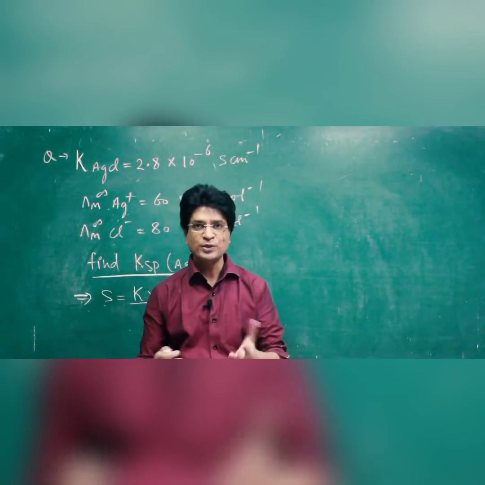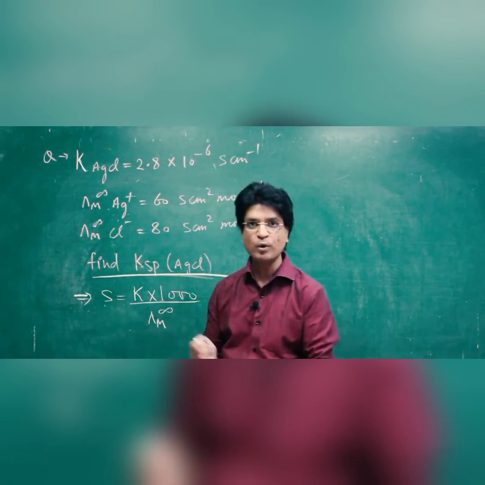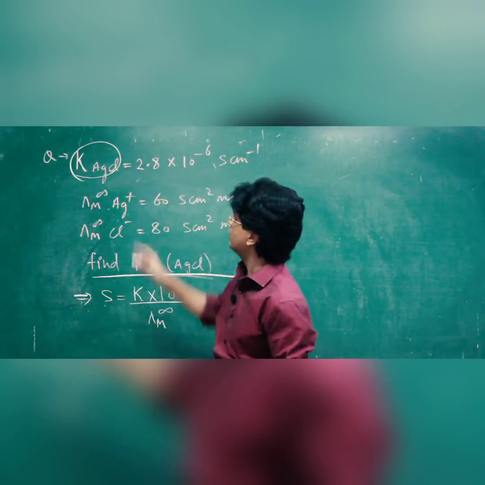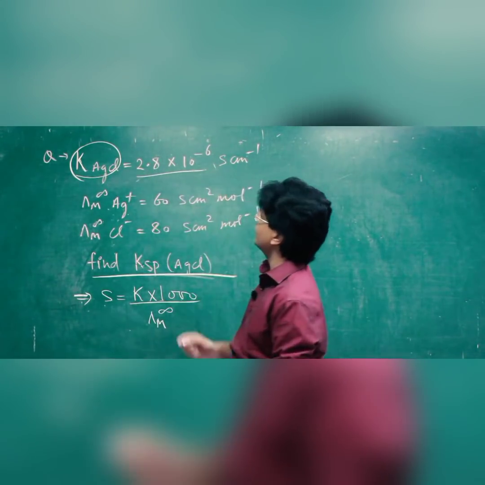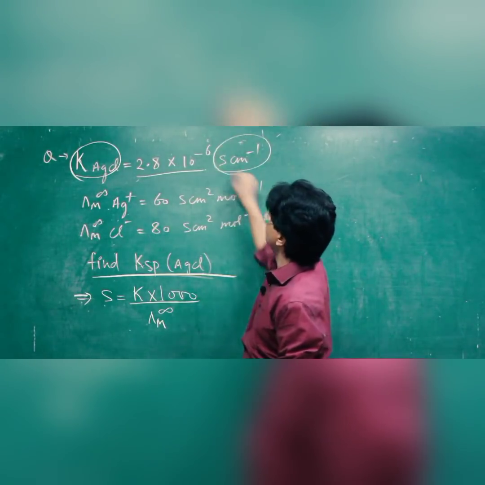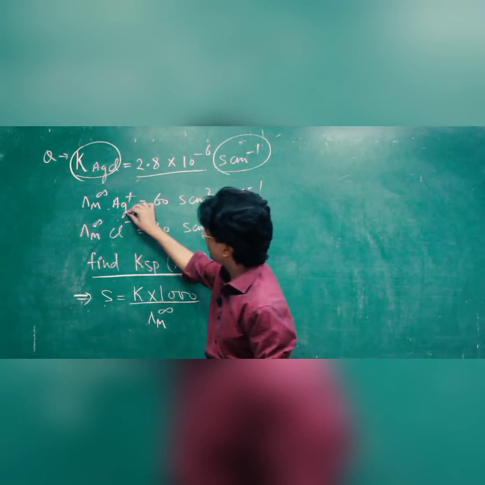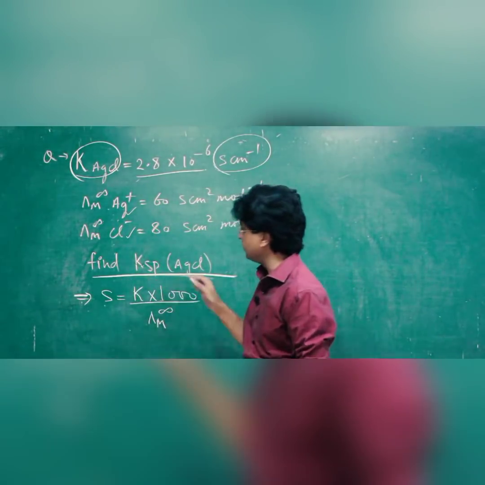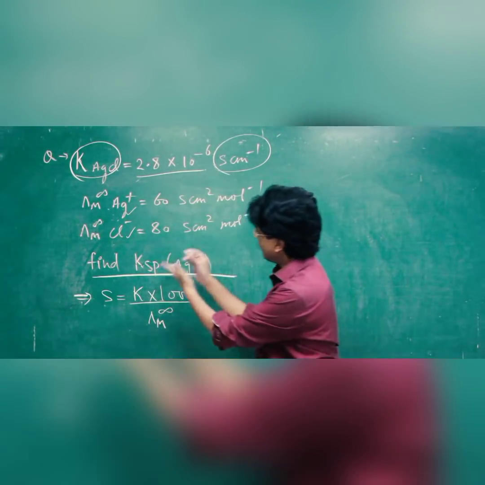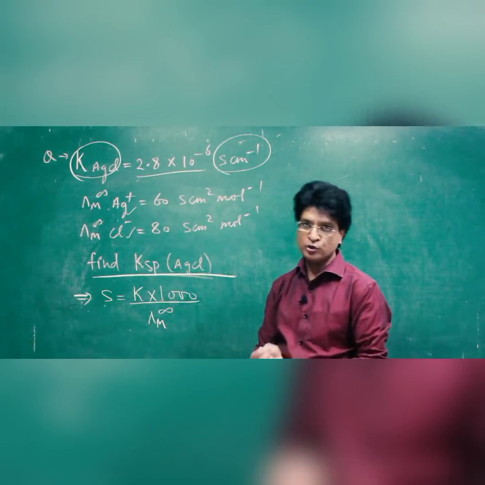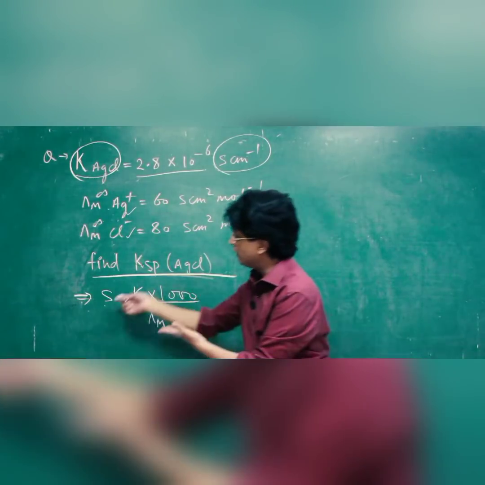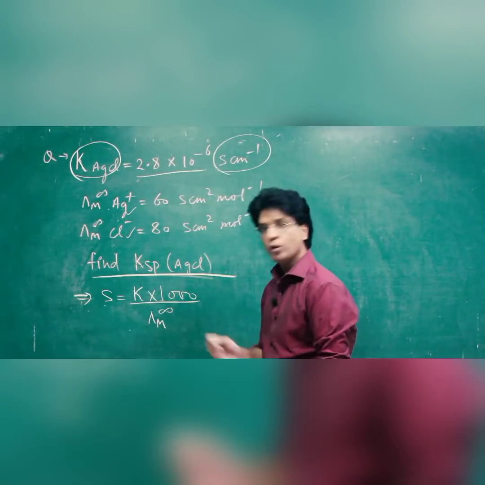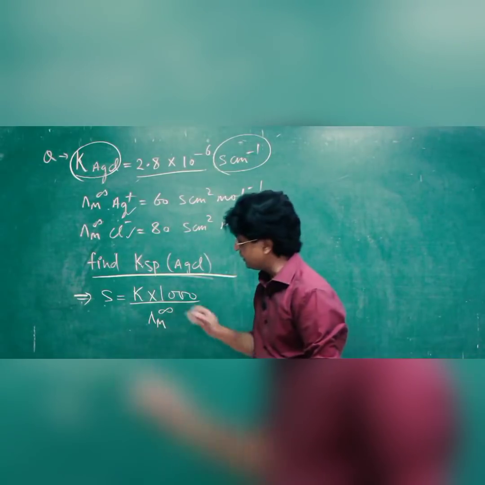Okay, so let's solve one more question based on solubility product. Here they have given you kappa, conductivity of AgCl, which is 2.8 into 10 to the power minus 6 Siemens per centimeter. They have also given you molar conductivity of Ag plus and Cl ions. They are asking you Ksp of AgCl. Now to find Ksp, I need to have solubility, and the formula for solubility is kappa into 1000 divided by molar conductivity of AgCl at infinite dilution.